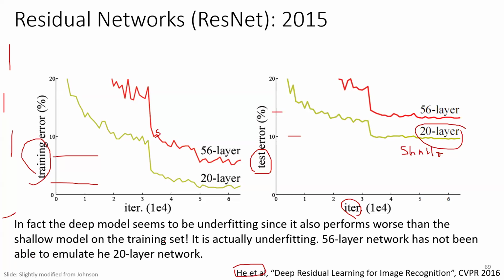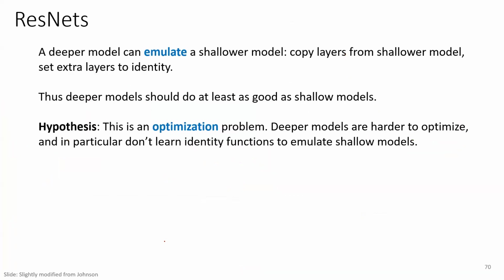It is actually underfitting. The 56-layer network has not been able to emulate the 20-layer model. That means it cannot do the work of the 20-layer model, because this is an optimization problem. The gradients are not propagating back. That was the problem. So a deeper model can emulate a shallow model. So it should be able to emulate.